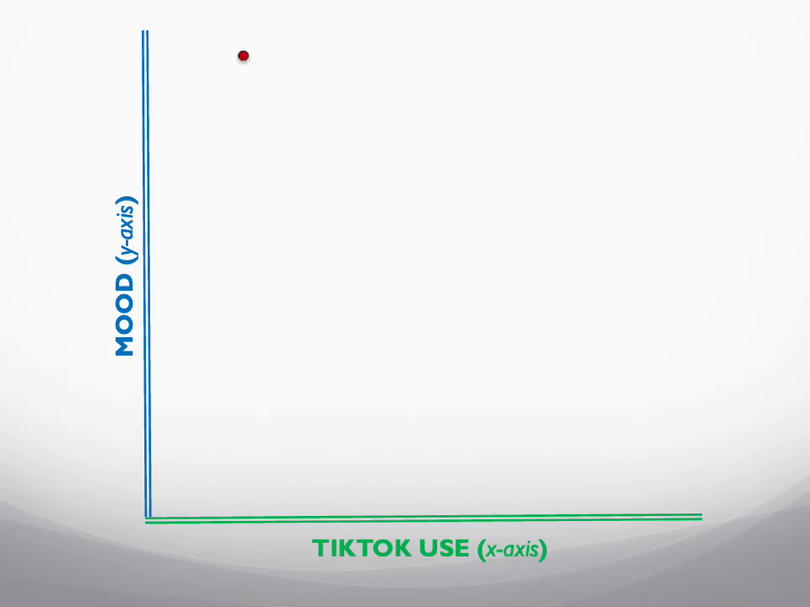So this first participant, this red dot you can see at the top, had a relatively low level of TikTok use and a relatively high level of mood. So they were pretty happy. The second participant, represented by the second dot, shows that they had a relatively high amount of TikTok use and a relatively low amount of mood. And basically, each participant in my study is going to be represented as a dot on this scatter plot, and I'm going to get this messy looking figure that just shows a scatter of little dots.